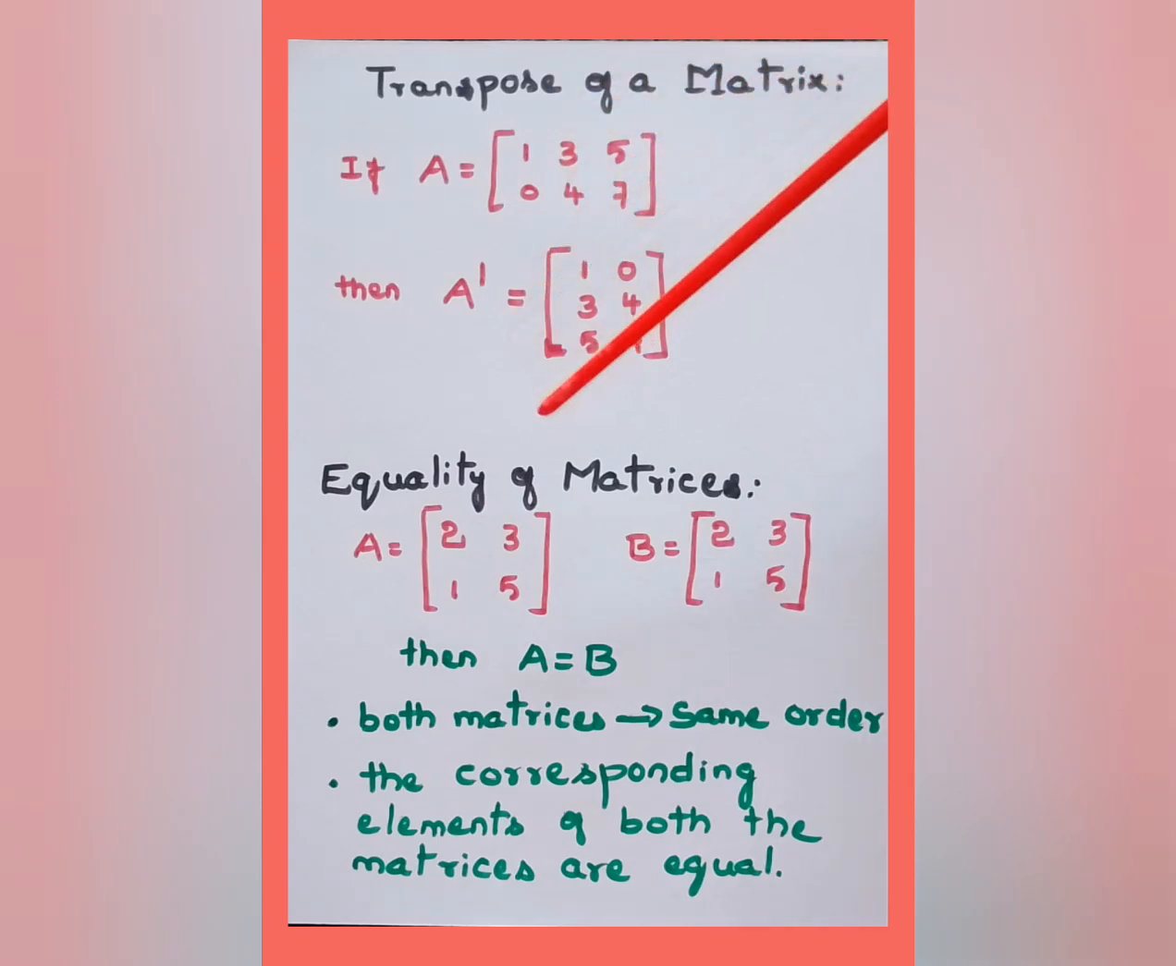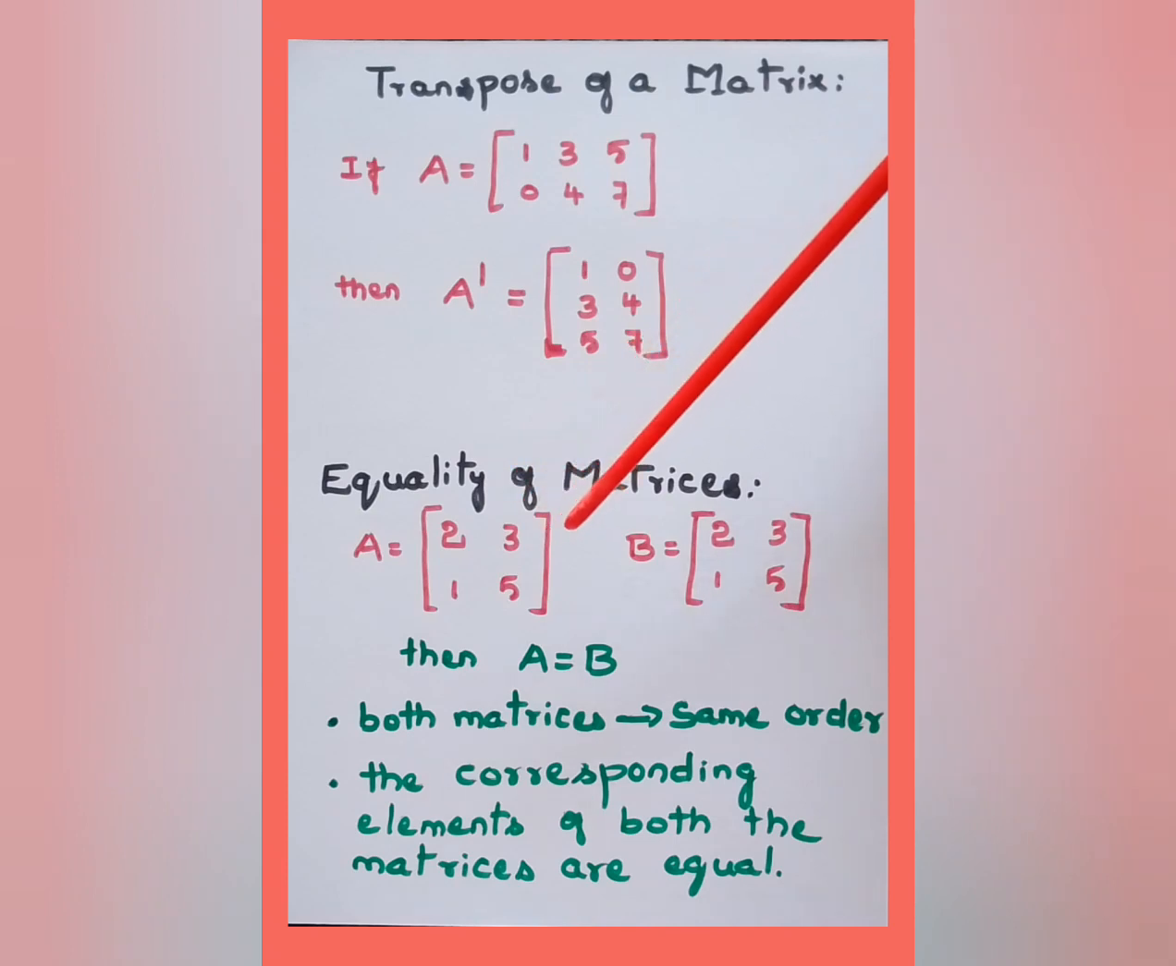Next, moving on to equality of matrices. If A is 2, 3, 1, 5, the elements are given, and B is also 2, 3, 1, 5 with the elements, then we write matrix A is equal to B. Means both the matrices must be of the same order. You see, 2 cross 2. Here also the order is 2 cross 2. 2 rows and 2 columns, and the corresponding elements of both the matrices are equal.